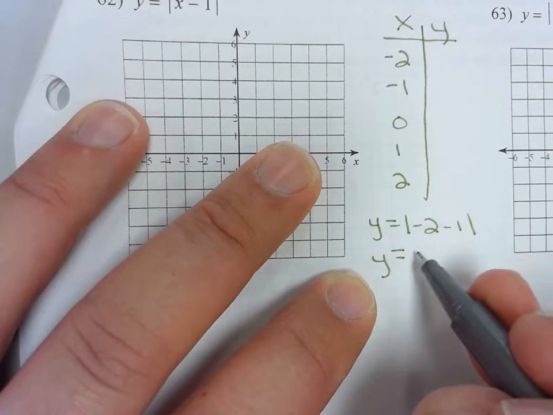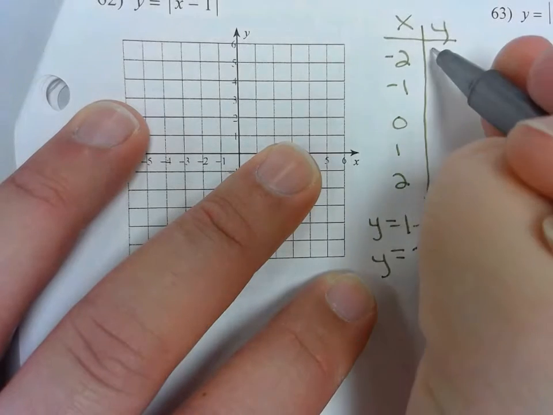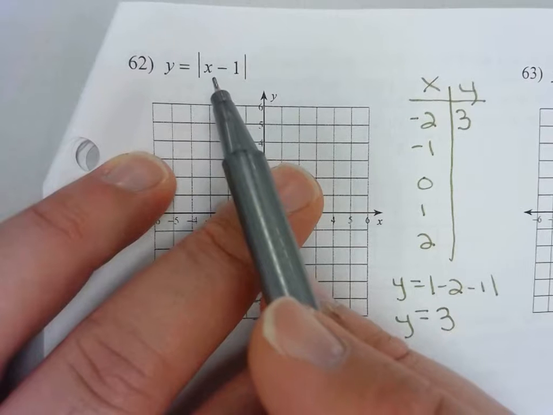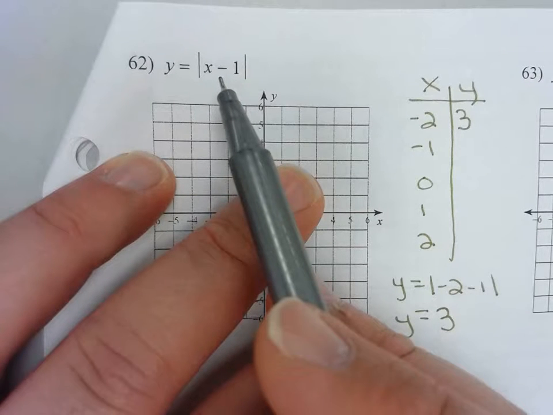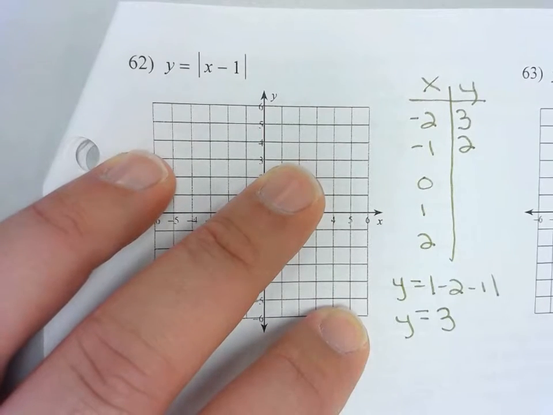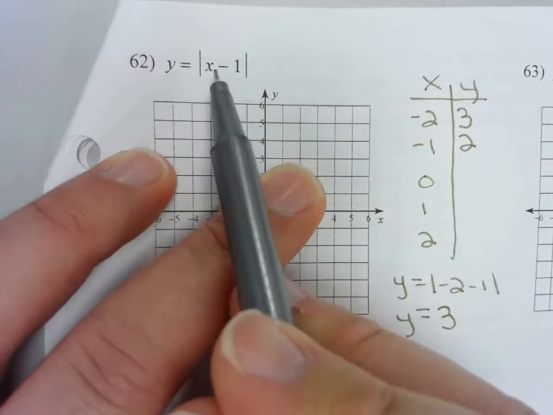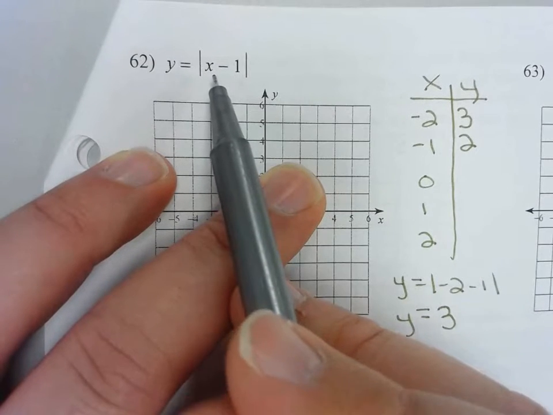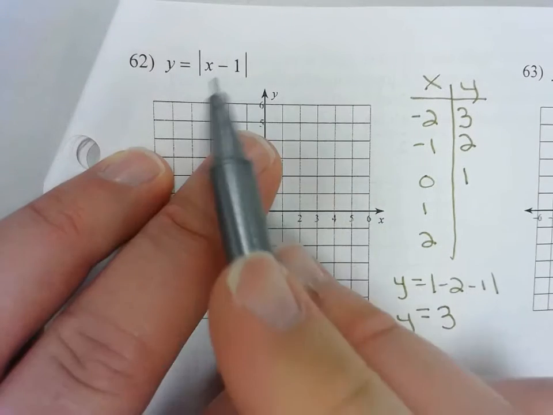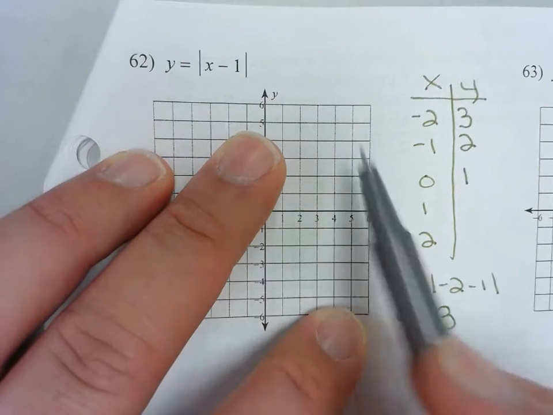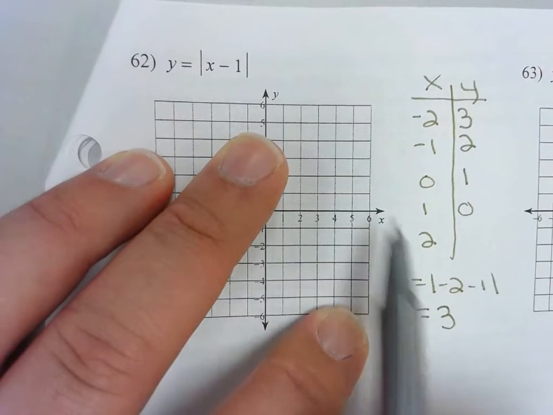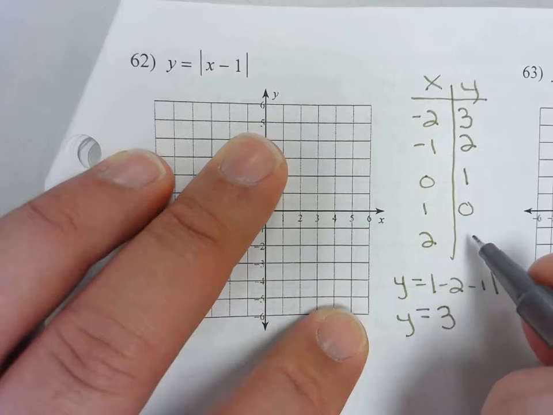Absolute value of -3, which is what? 3. So I'm going to get back -2, 3. If I plug in a -1, I'm going to get the absolute value of what? -2, which is 2, because -1 minus 1 will give me -2. If I plug in 0, I get back the absolute value of -1, which is 1. If I plug in 1, there's your 0. The absolute value of 0, which is 0. And if I plug in 2, I get back 1.